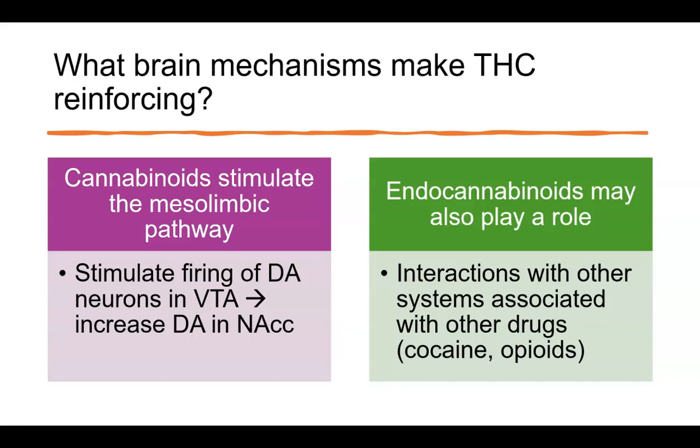In addition to this, we know that the endocannabinoids may also play a role. They actually will interact with other systems that are associated with different types of drugs. That includes things like cocaine and opioids as well.